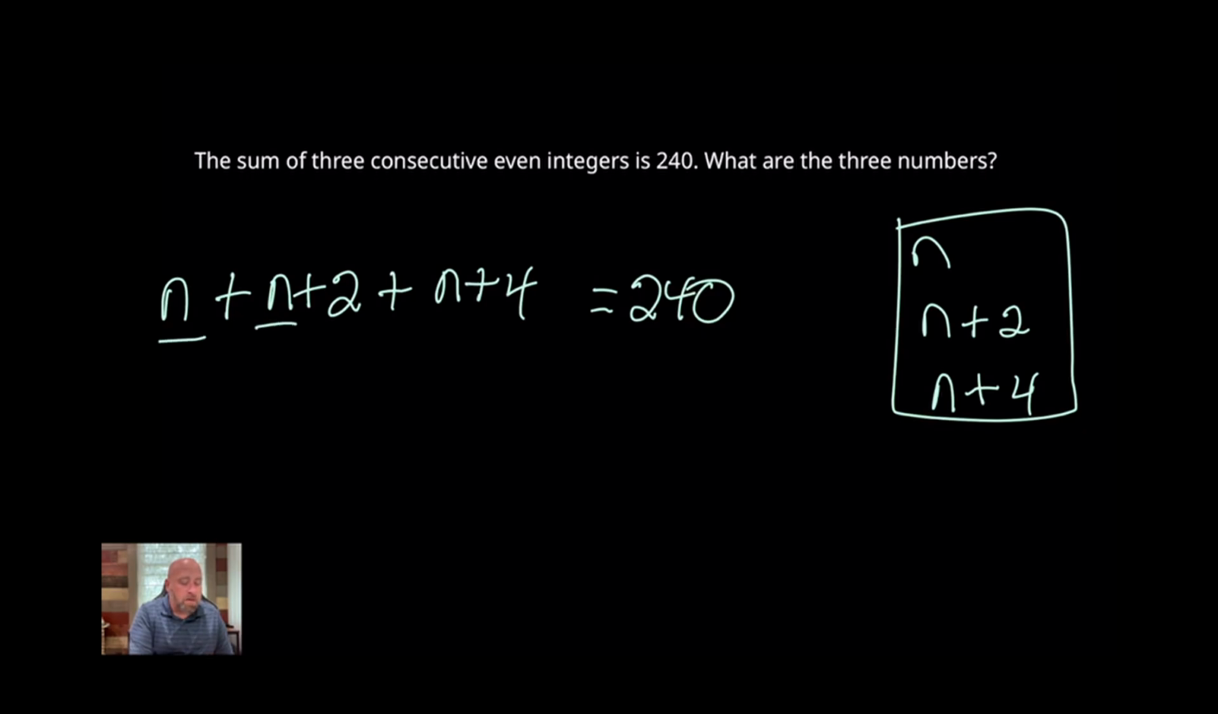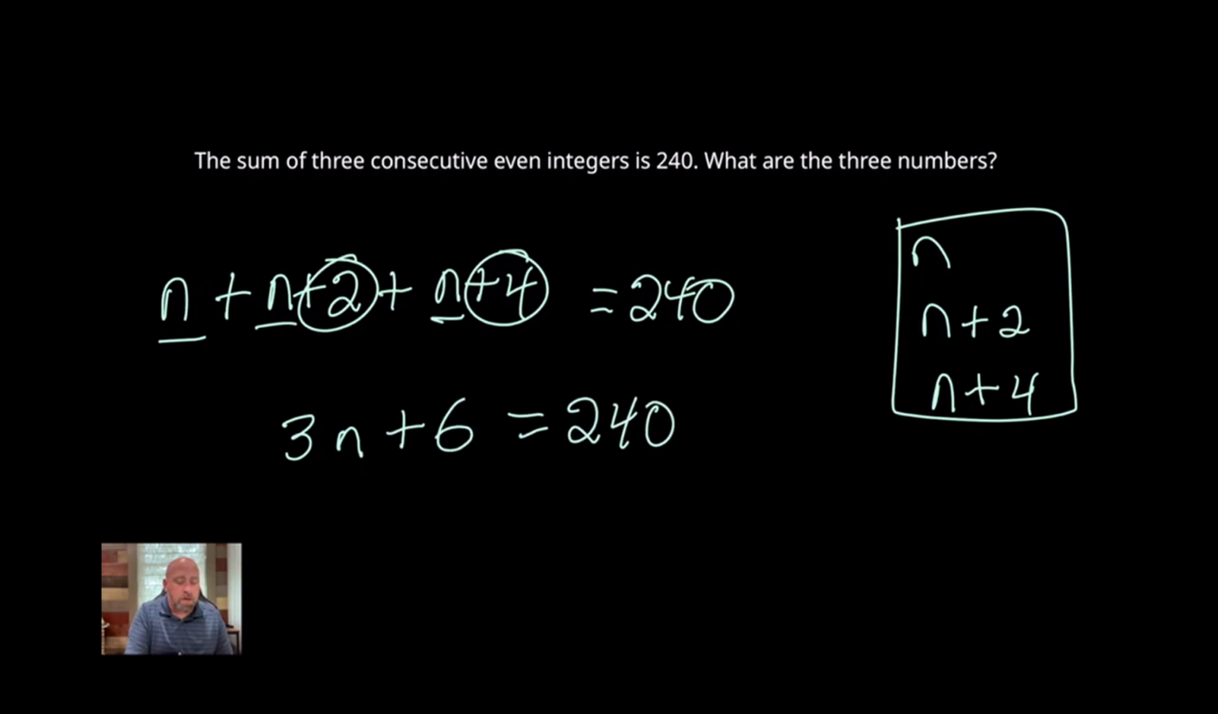And now we're just going to add our n's. So we have 1, 2, 3 n's. So we're going to get 3n. And then we have a plus 2 and a plus 4. So add the 2 and the 4, and that's going to give us plus 6 equals 240.